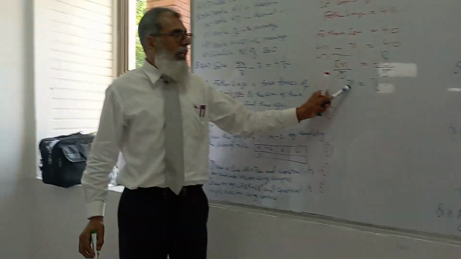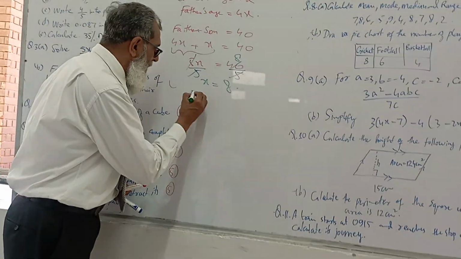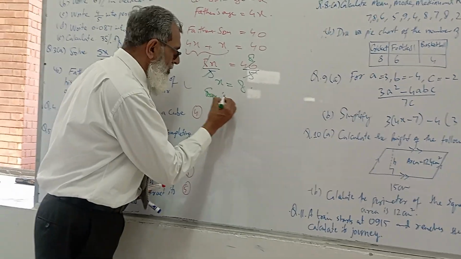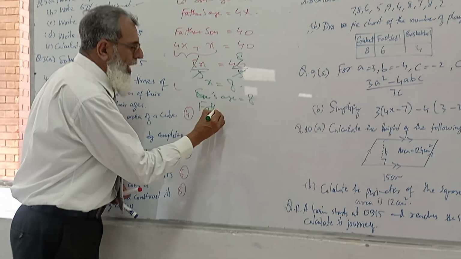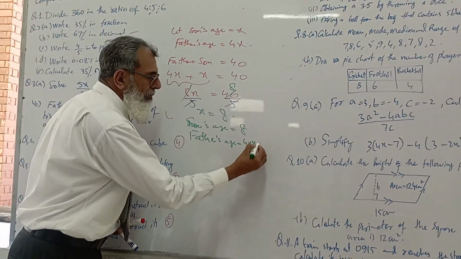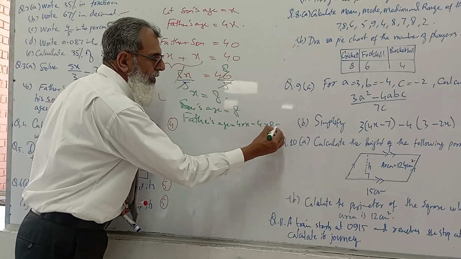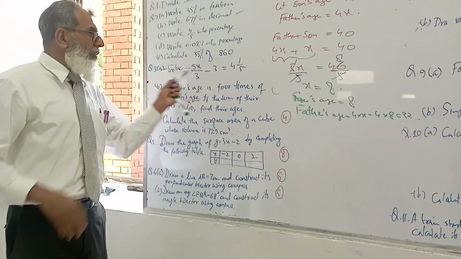So what is this x? X was son's age. So we now know that son's age is equal to 8, and father's age was 4 times x. Means 4 times 8, which is 32. This is the word problem which we converted.